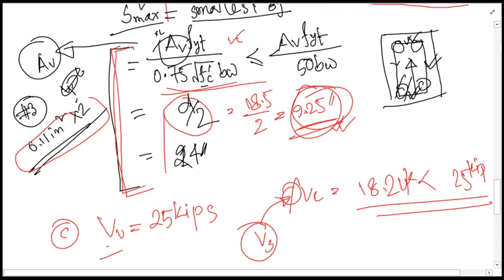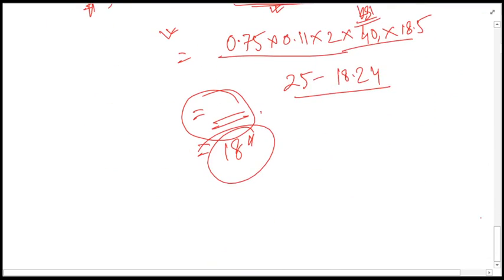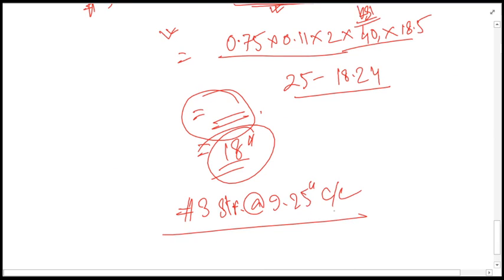So you will be comparing this S max. So S max is 9.25, and that's why you cannot provide with 18 inch here. Rather, you will have to provide number 3 stirrups at the rate of 9.25 inch center to center. That is the minimum spacing you will have to provide. Maximum spacing you can provide, but not beyond that. So that's how you will have to proceed.